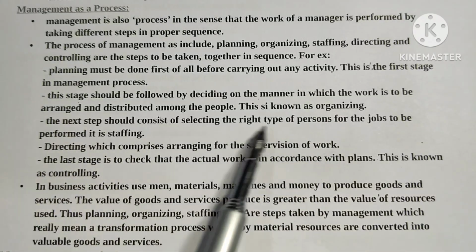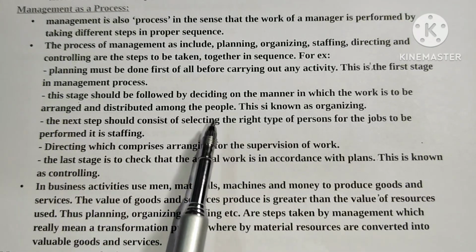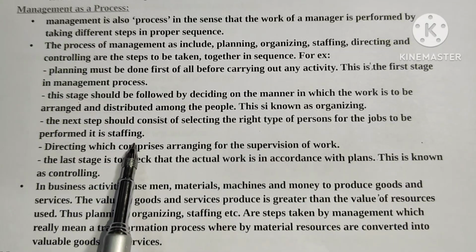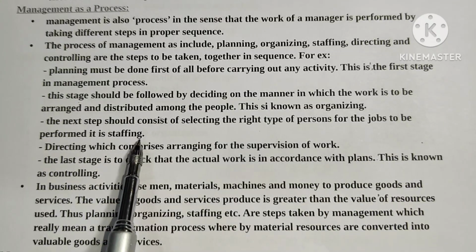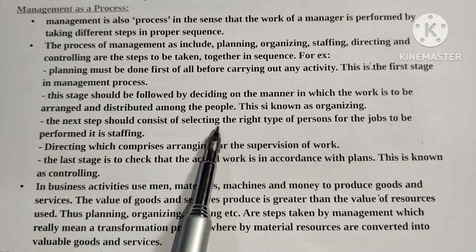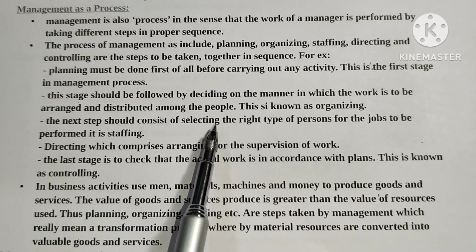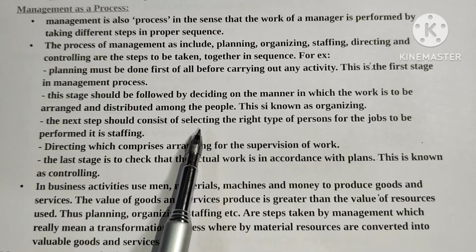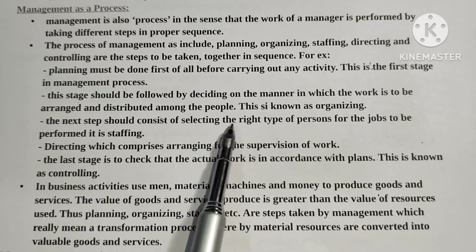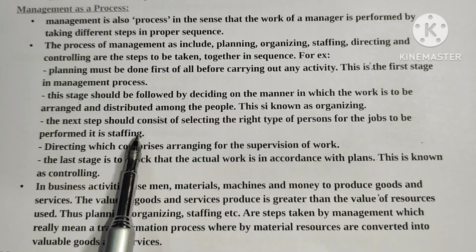The next step after organizing is selecting the right type of persons for the jobs to be performed. That is called staffing, which you already know. So select the people to run an ICU or any general ward. Other than doctors, we need to have nurses who can work. So selecting those people. Like that, in various departments, the staff has to be selected.